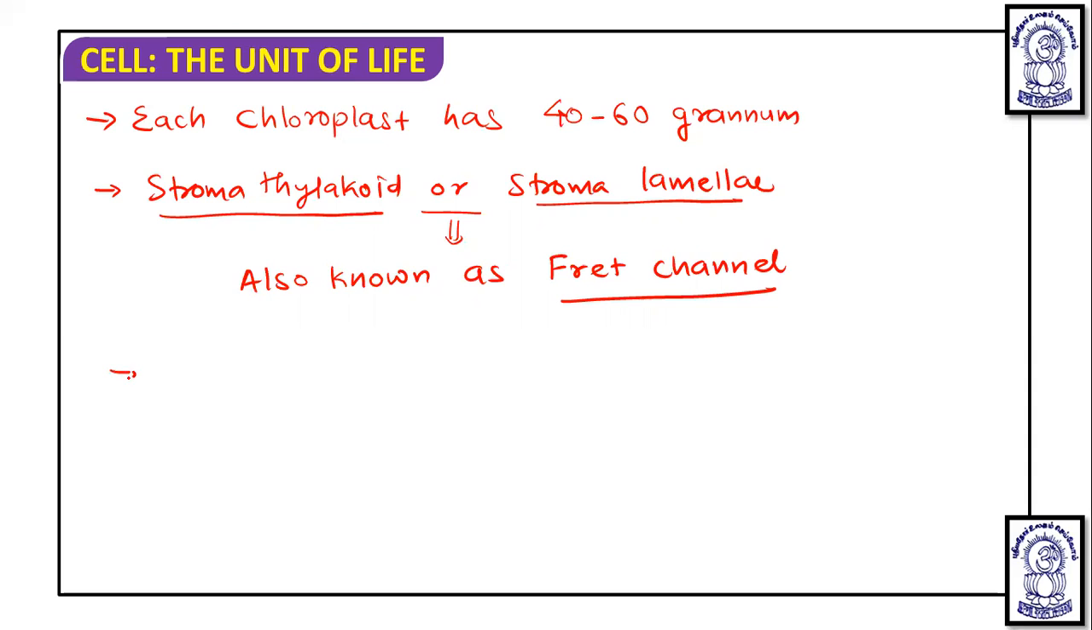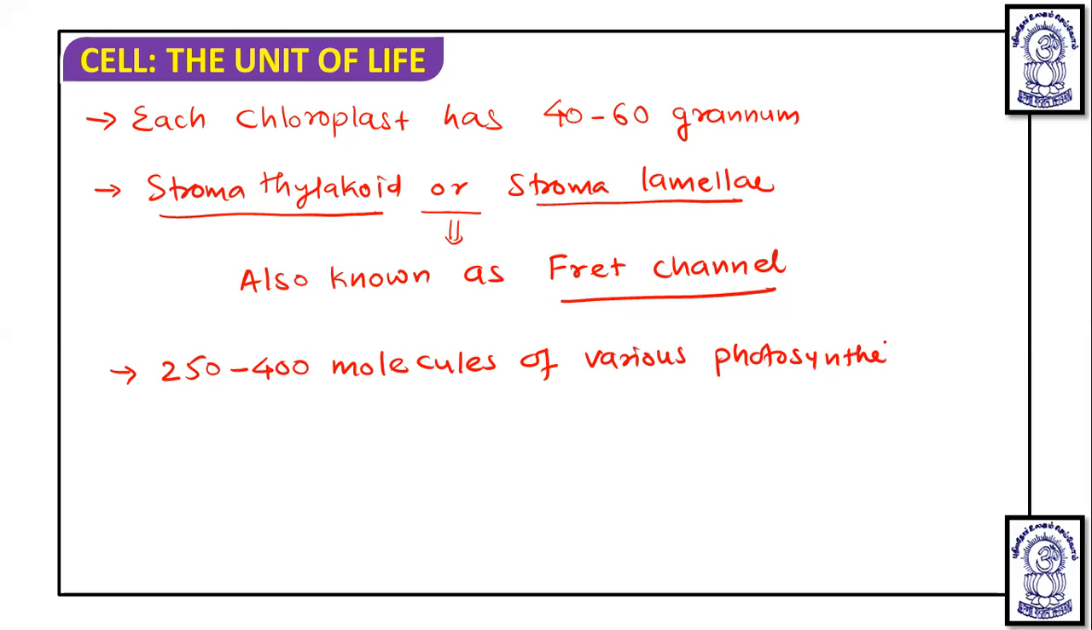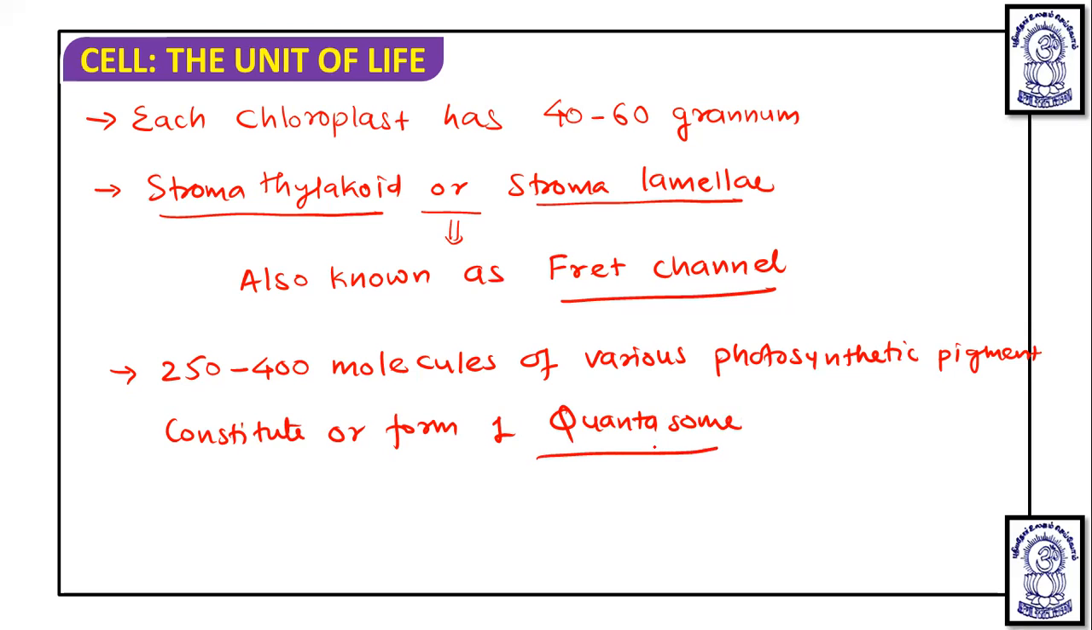Now we remember that approximately 250 to 400 molecules of various photosynthetic pigments constitute or form one quantasome. So several quantasomes can be present within the thylakoid membrane.